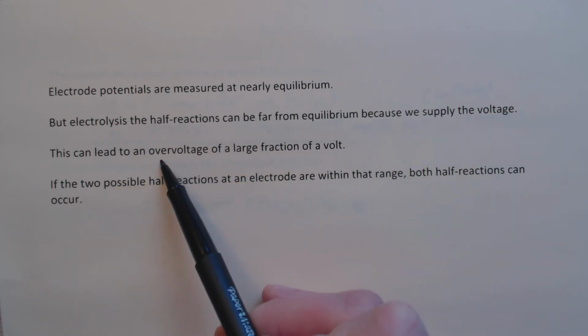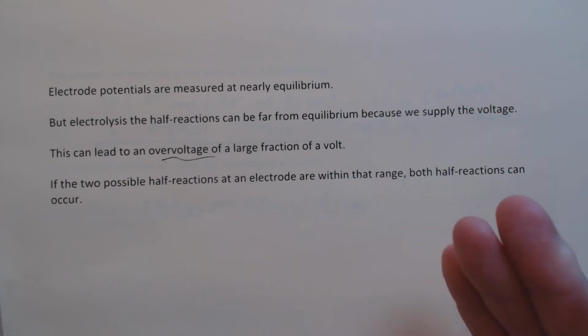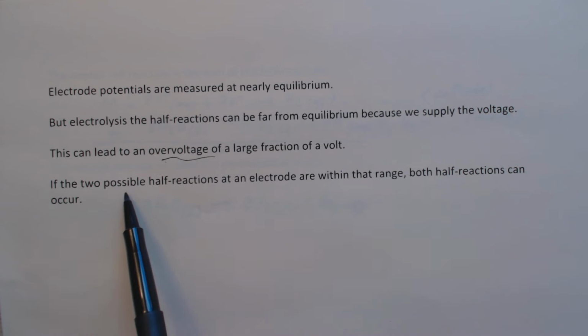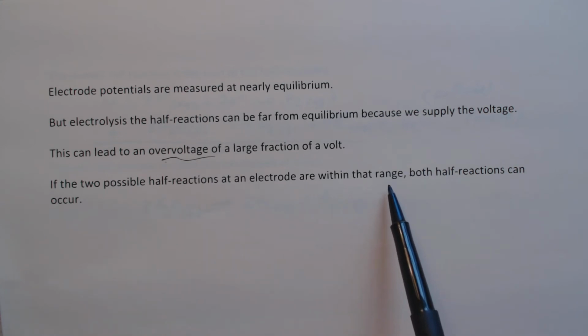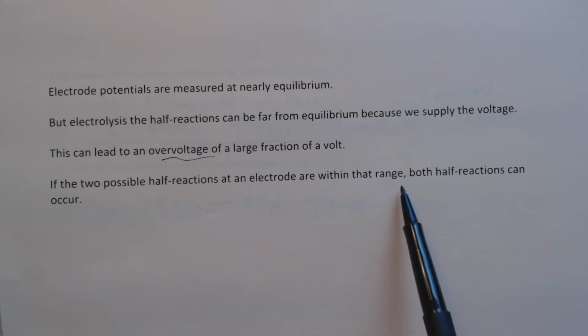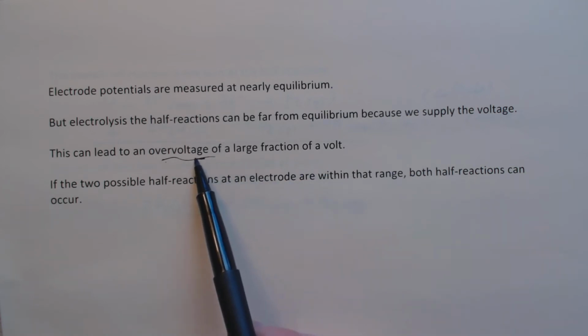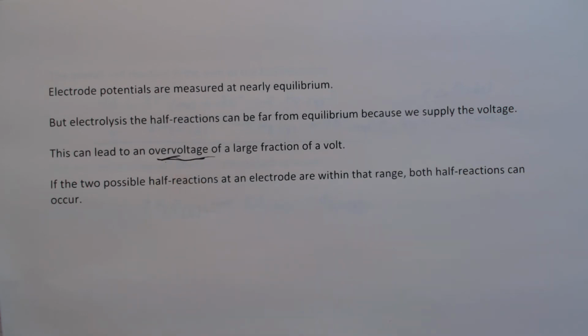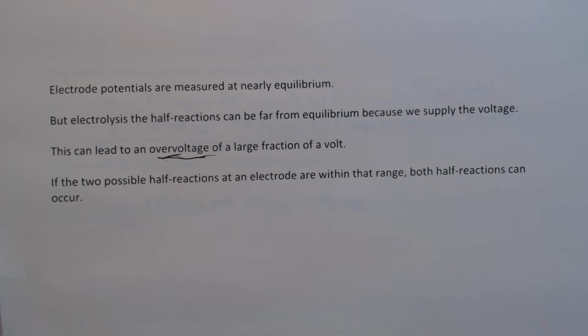So we have the possibility of that overvoltage, putting in a much higher voltage than is needed for the reaction to run. If two possible half reactions at one electrode are within that range, that fraction of a volt higher, both half reactions will go. But it's hard to get an overvoltage of more than a fraction of a volt. So the two half reactions have to be very close.